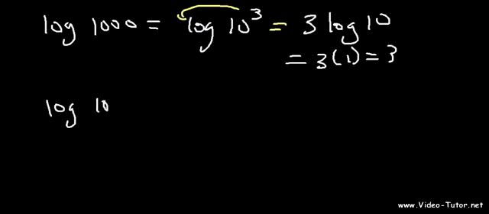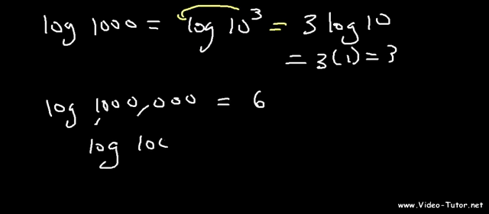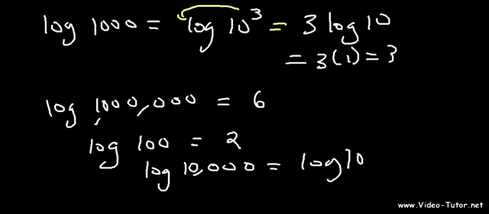So log of 1 million, you see that you have 6 zeros, so it's going to be 6. Log of 100 has 2 zeros, so it's going to be 2. Log of 10,000 has 4 zeros, so that's like log of 10 to the 4, so it's going to be 4.